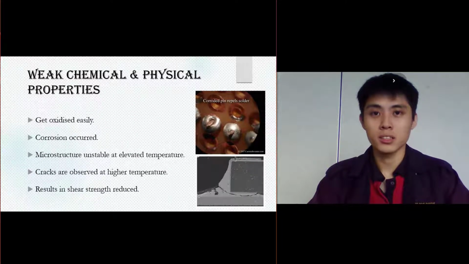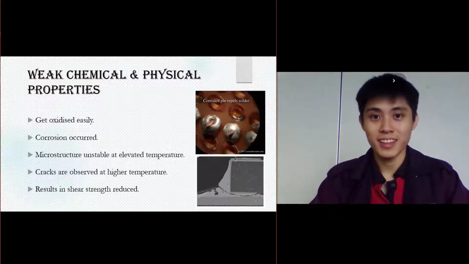A lead-free solder will get oxidized easily, hence corrosion will occur. Next, the microstructure of the solder joint will be unstable at elevated temperature, and cracks are easily observed at this higher temperature, resulting in reduced shear strength of the solder joint.